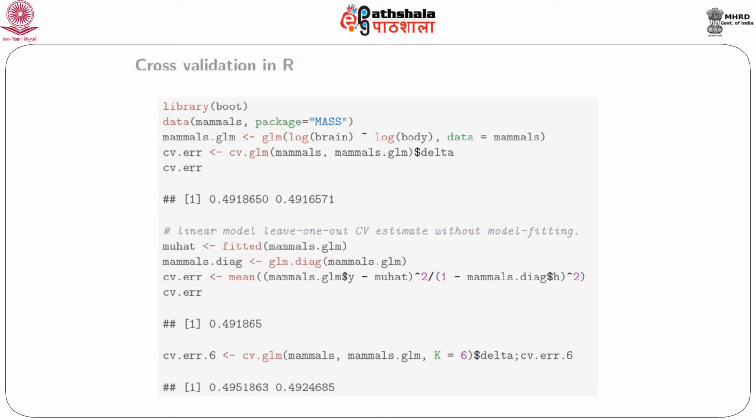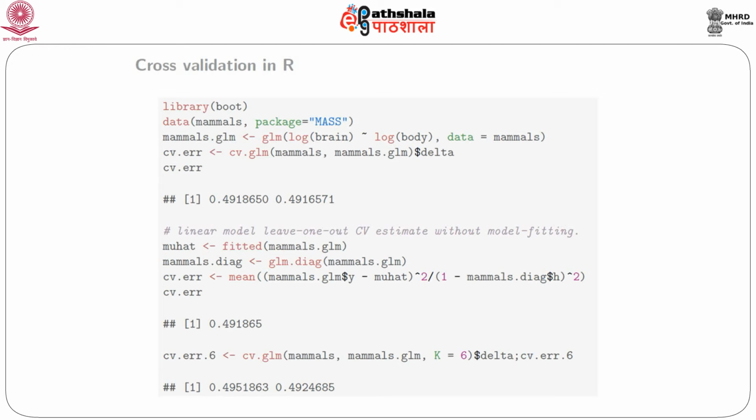Note that the facility in the boot package called cv.glm performs the cross validation in context to GLM models, but the model that we have fitted here is an LM, or a linear model. That can also be fitted using GLM without specifying the family and the link option. So, the default family and link option makes the GLM a linear model. So, we just fit this, and then we say CV1 is cv.glm, the data is mammals and the GLM object.